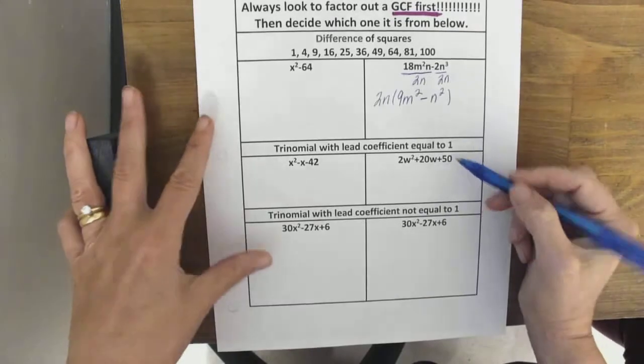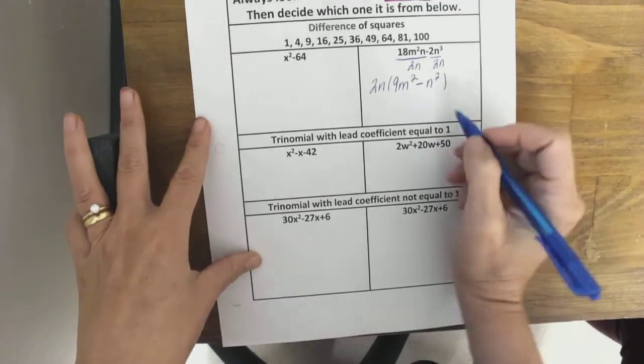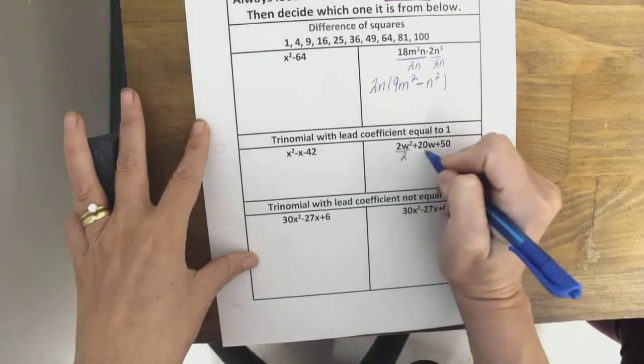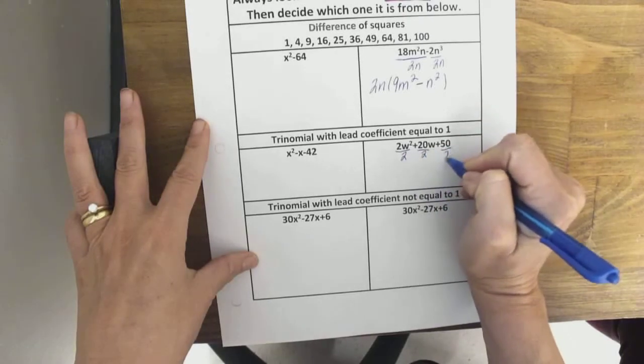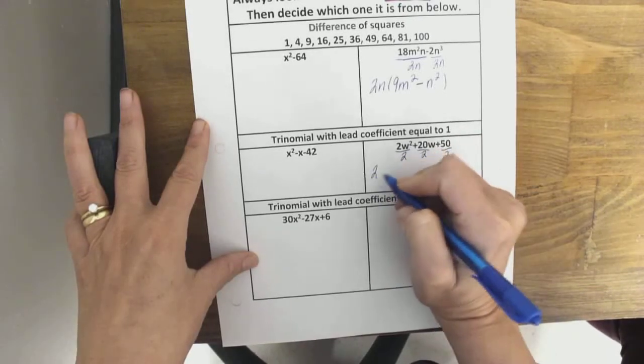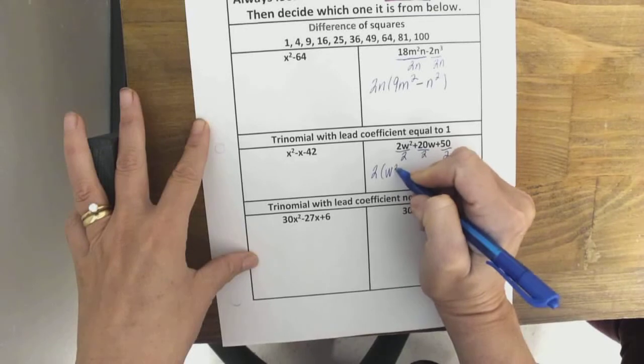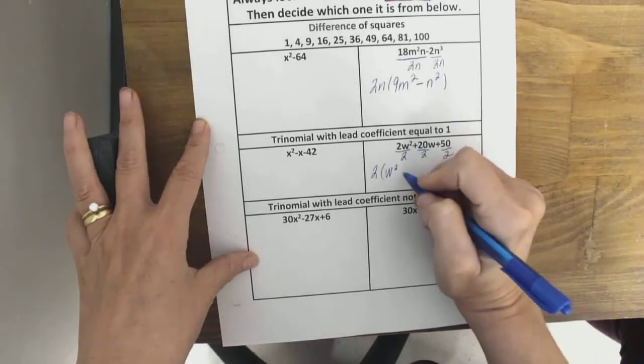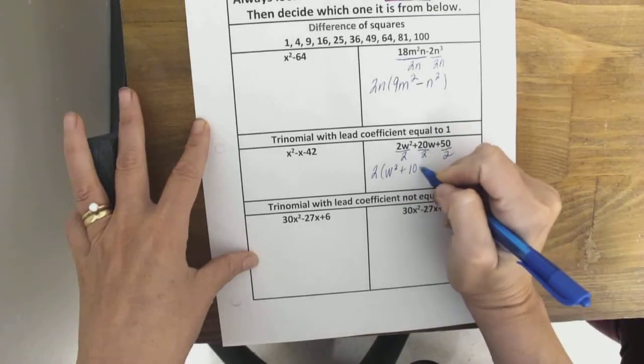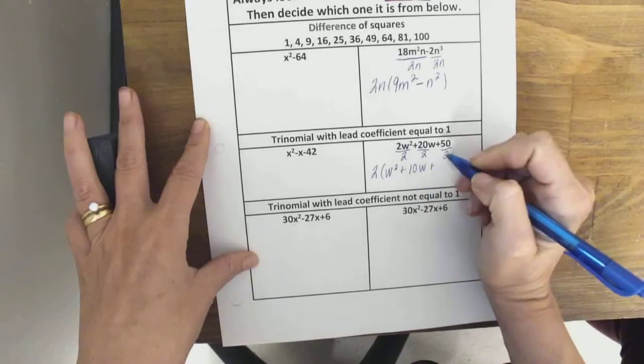If I look here at this one, I think I could divide a 2 into each one. I'm going to write divide 2 into each one for people who may need that. And I'm left with w squared plus 10w plus 25.